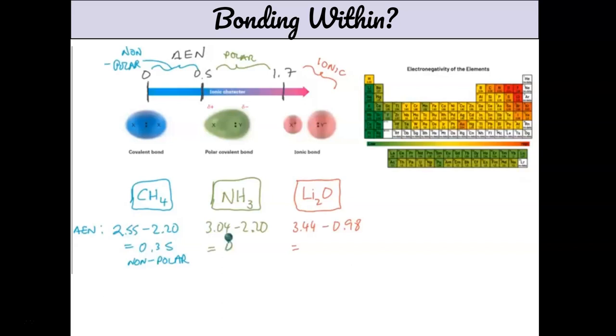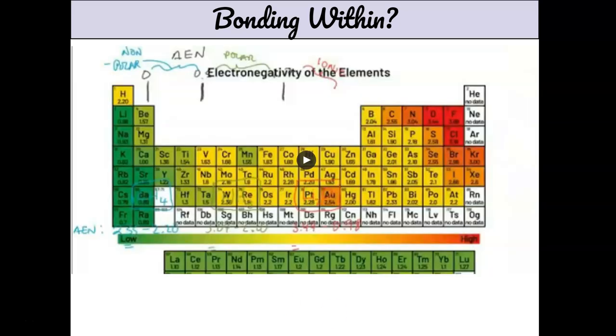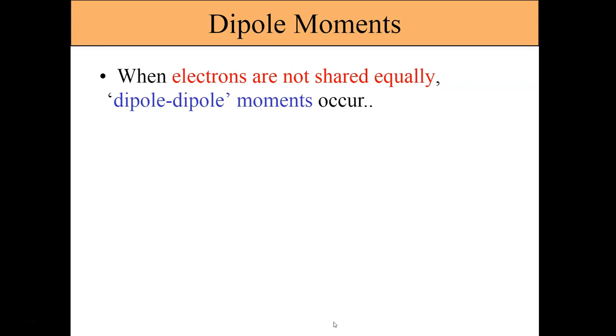If we look at NH3, which is ammonia, it's a different scenario. We get their electronegativity values, and we see that it's a polar covalent bond. So still shared, but shared unequally. And if we look at lithium oxide, we can see that the oxygen is going to want those electrons a lot more. So this is what we commonly refer to as an ionic bond.